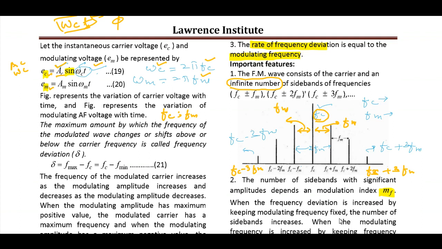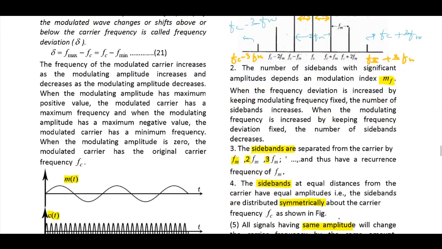Now another point to be kept in mind is that only a few of them are effective. Not every one is effective. For example, the sidebands are separated from the carrier wave by fm, 2fm, 3fm. We have done it. I have just shown it on the diagram. You can revisit the diagram once again.